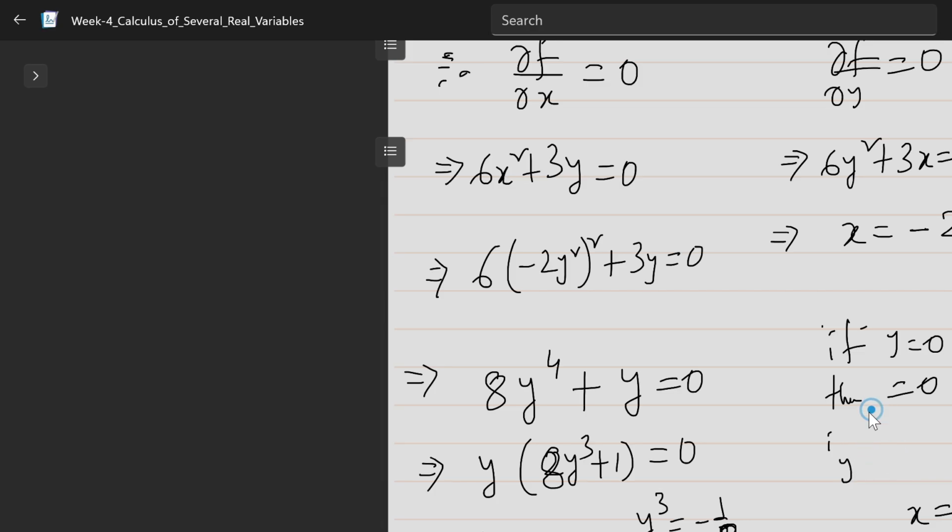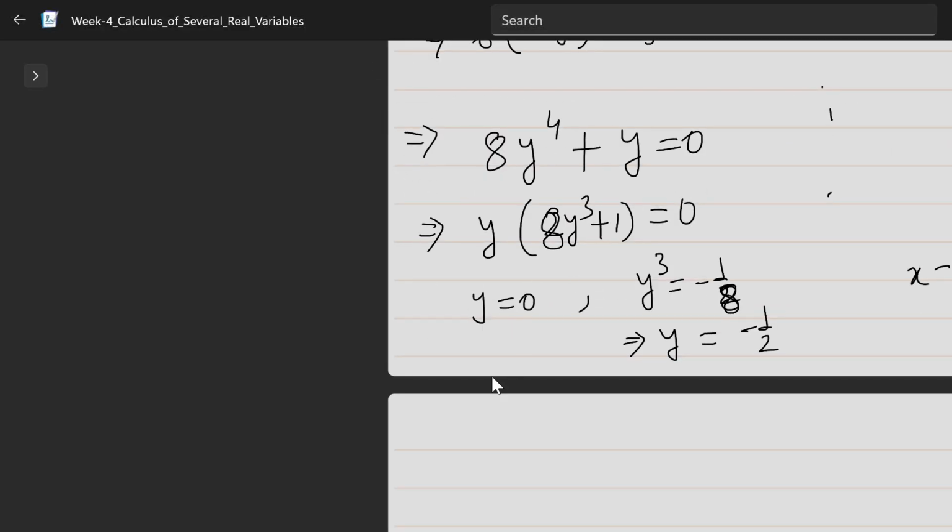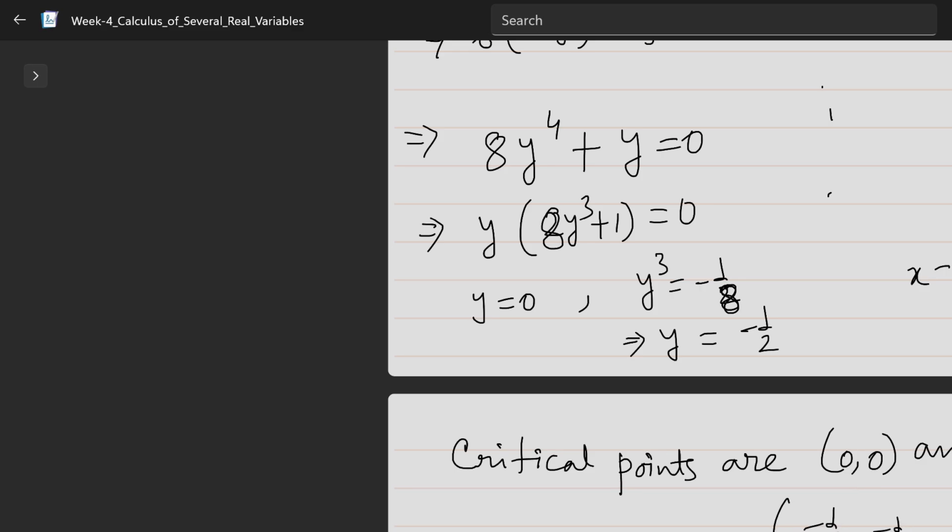Did you get the answer, by the way? Yes, sir. So, what are the critical points? 0, 0 and minus half, minus half. Yes. So, the critical points are 0, 0 and minus half, minus half. So, what is del 2 f del x2 equal to?